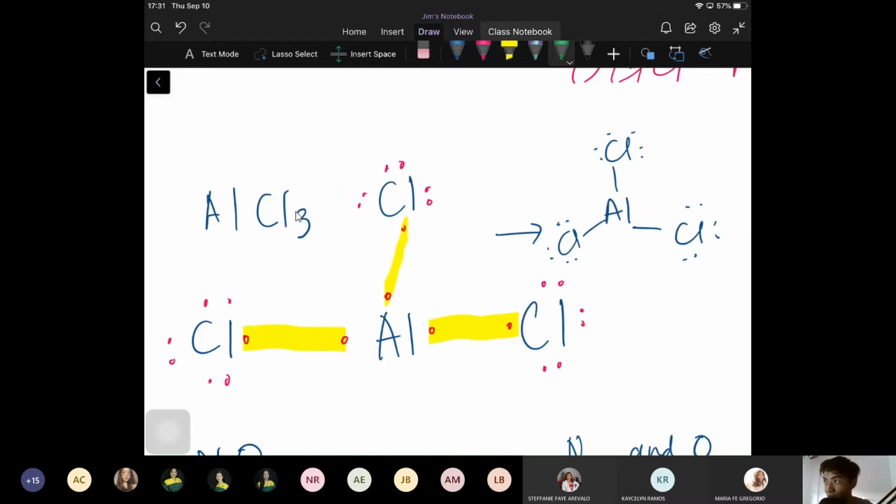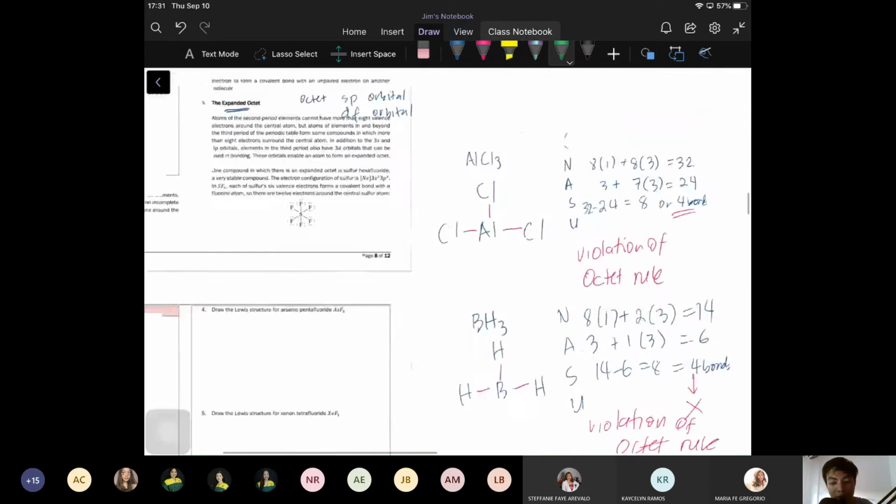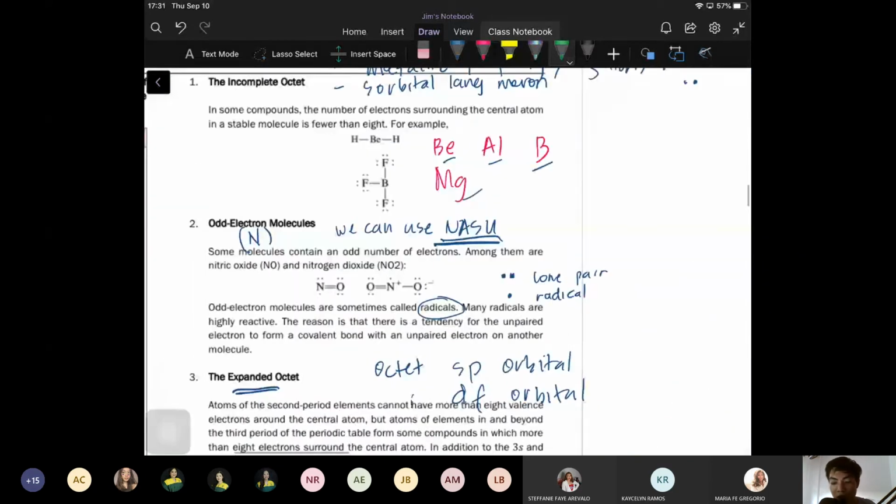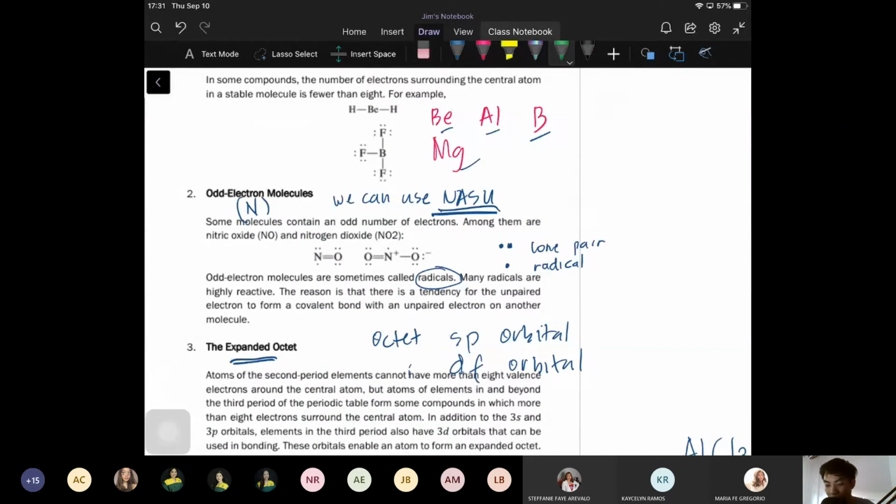Alam ko ito yung favorite nyo gawin nung bata kayo. So, the central atom will never follow the octet rule. Yun nga, kasi metal yan eh. Aluminum yan, di ba? So wala siyang choice. Okay? So that's the first violation. The second violation is the odd electron molecules.